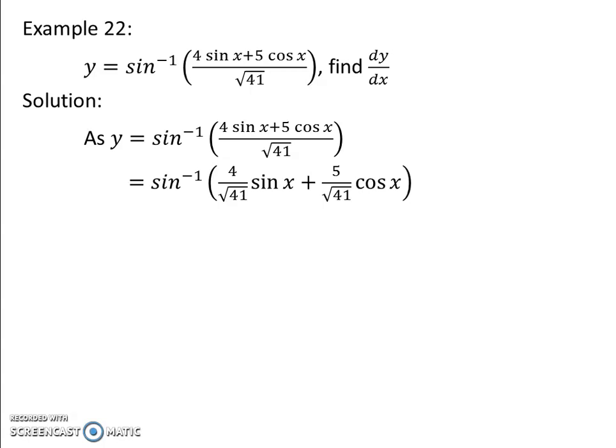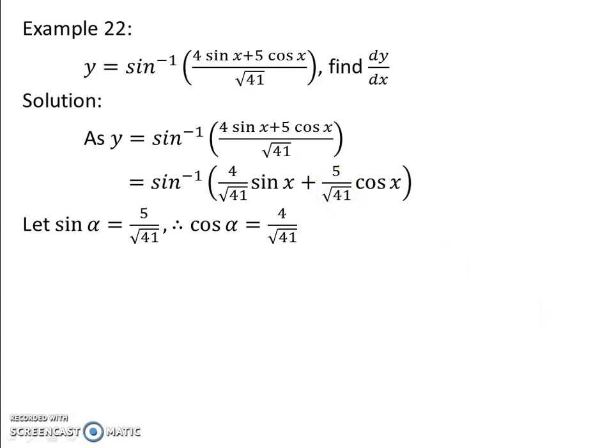So we want this bracket as sin of a plus b, because outside is sin inverse x. You have an x, so we need an angle whose sin is 5 upon root 41 and whose cos is 4 upon root 41. So let us assume that sin alpha equal to 5 upon root 41, because I want here sin into cos. So here I will assume sin alpha as 5 upon root 41.